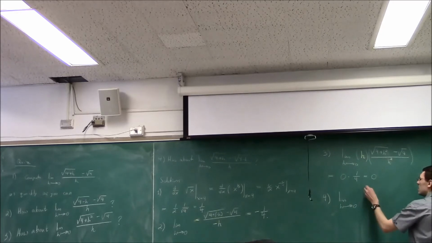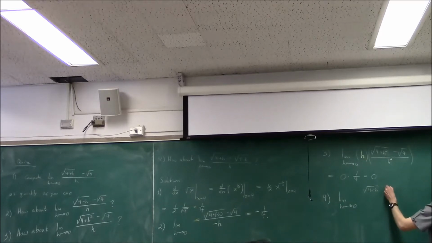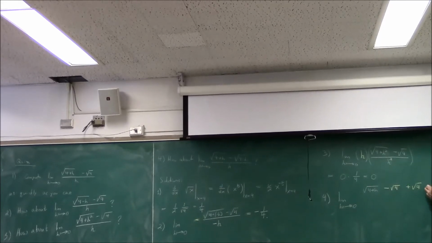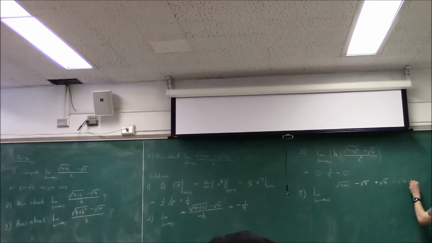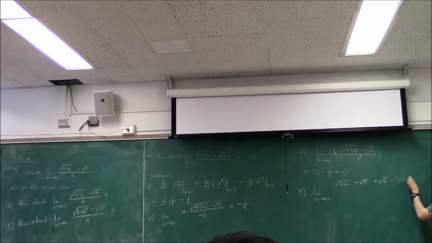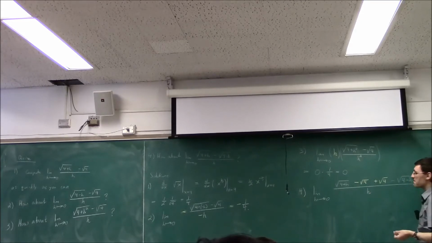So what you see is 4 plus h. And then I'm going to write what I don't have here. Of course, I cannot change the formula, so I need to add it back. And here we have minus root 4 minus h, divided by h. Okay?